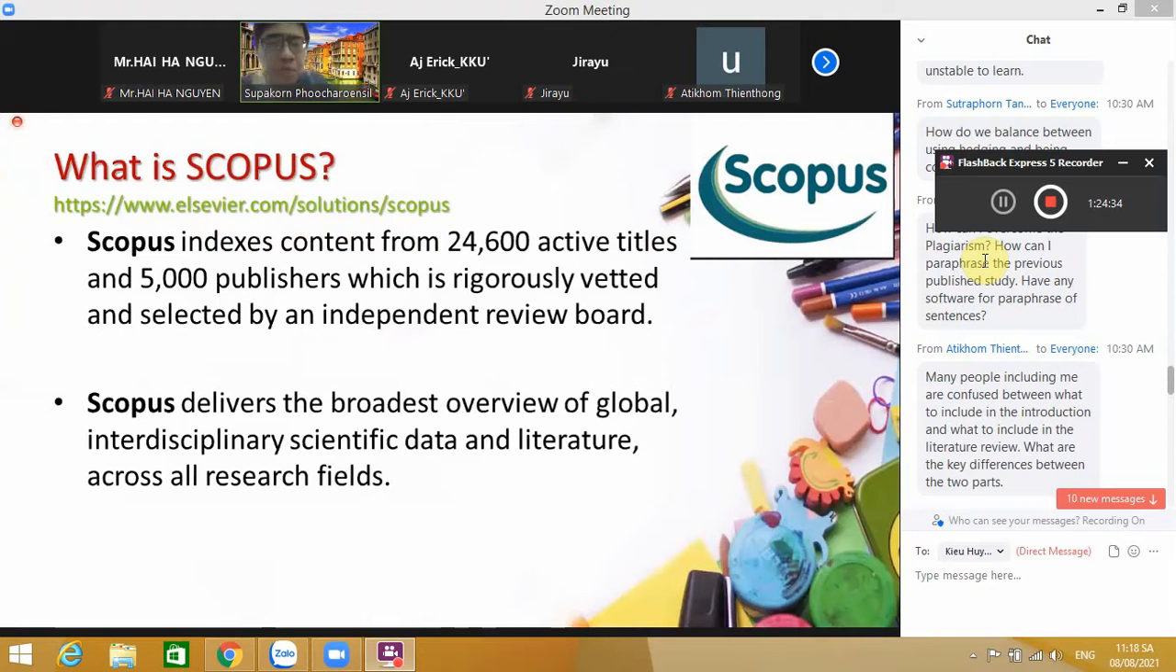Now, many people keep asking me what Scopus is and how important it is. Scopus is a database by Elsevier. Scopus claims to include content from 24,600 active titles, and about 5,000 publishers rigorously vetted and selected by the review board of Scopus. This is advertised on the Scopus website. It claims to cover interdisciplinary scientific literature across all research fields.